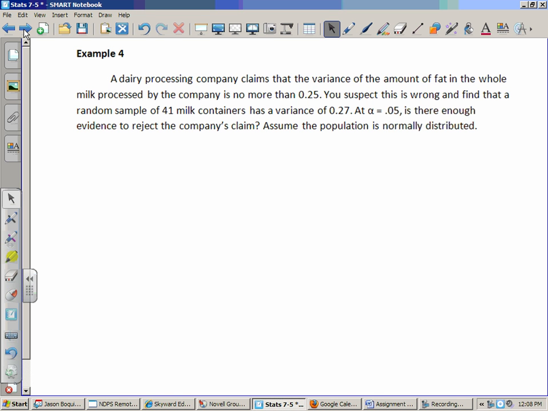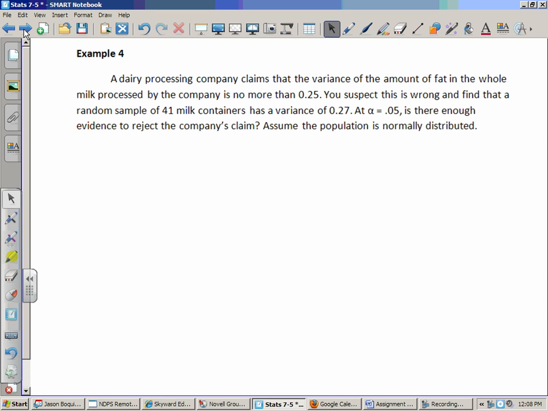Well, let's give it a shot. A dairy, did I spell that right? Yeah, okay. A dairy processing center claims that the variance of the amount of fat in whole milk processed by the company is no more than 0.25. You suspect this is wrong and find a random sample of 41 has a variance of 0.27.